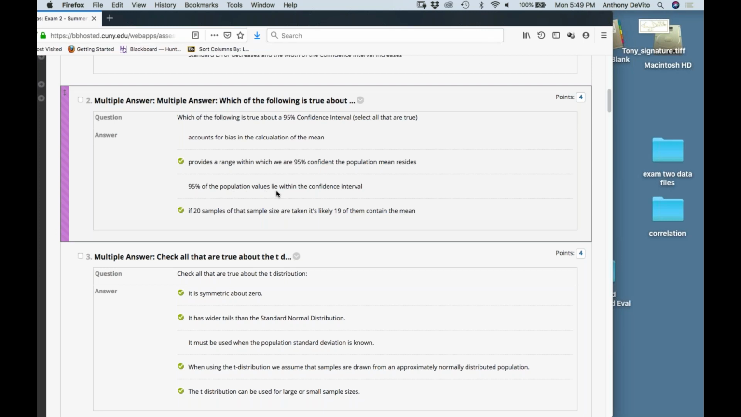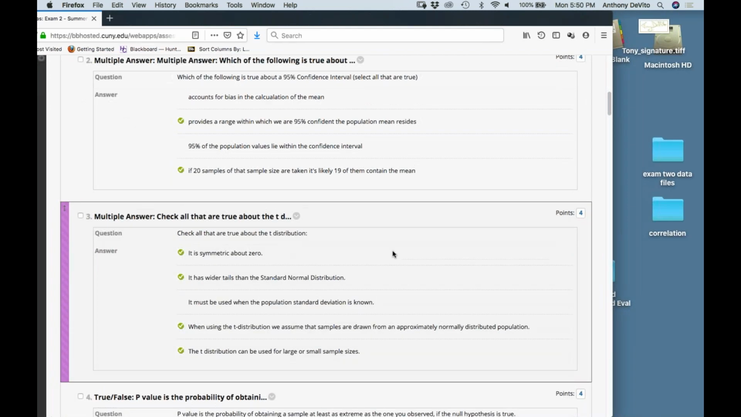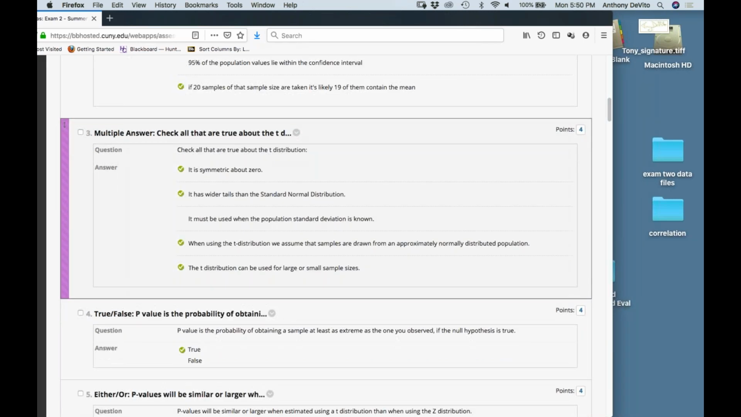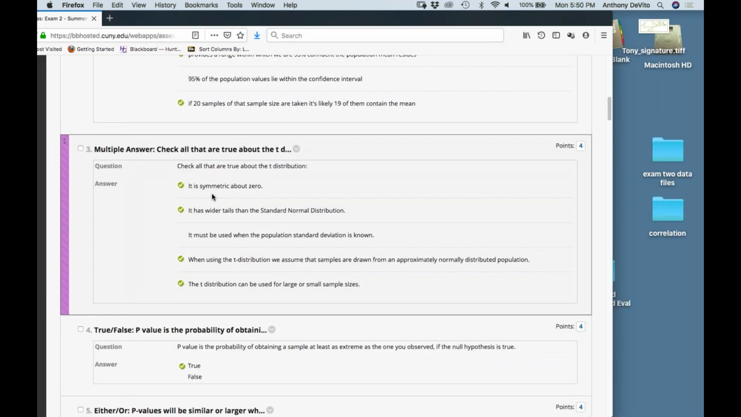95% of the population values are within the confidence interval. That's not true. It sounds good, but it's not true, because really all the confidence interval represents is the probability, 95%, that the true mean lies between there. The actual population is a much wider range than that. That's your standard deviation for the population, sigma for the population.